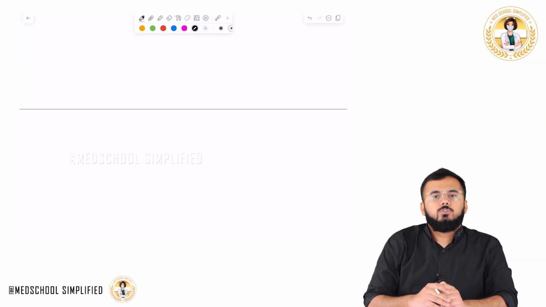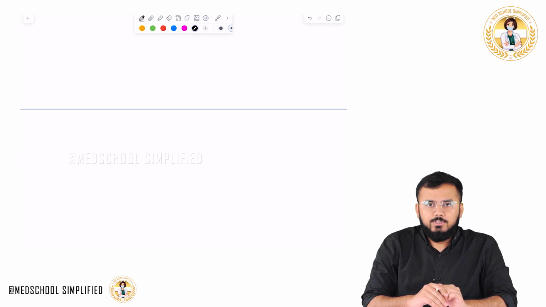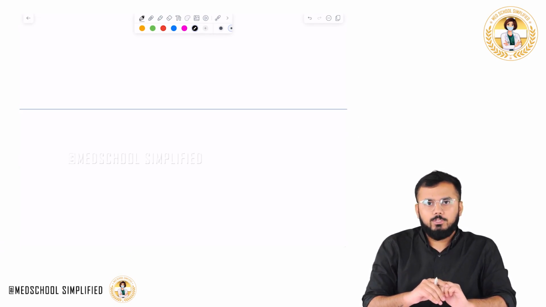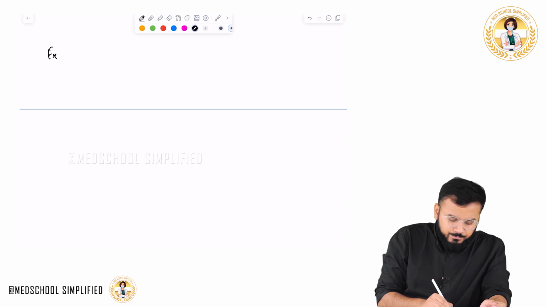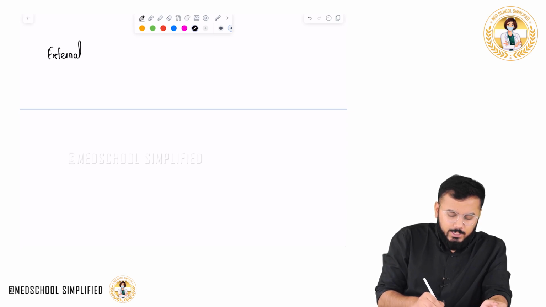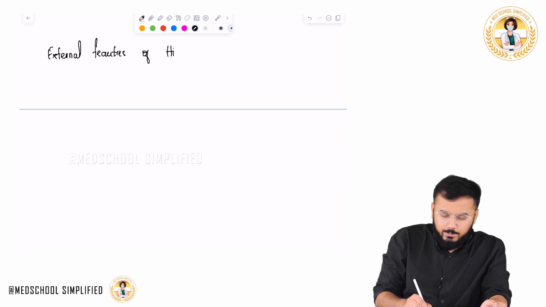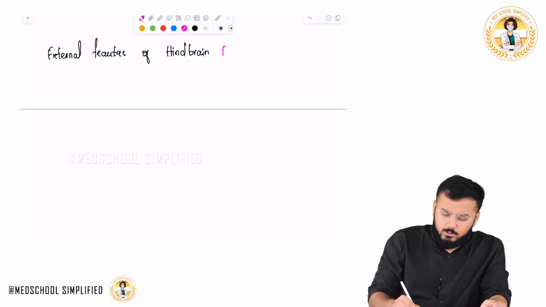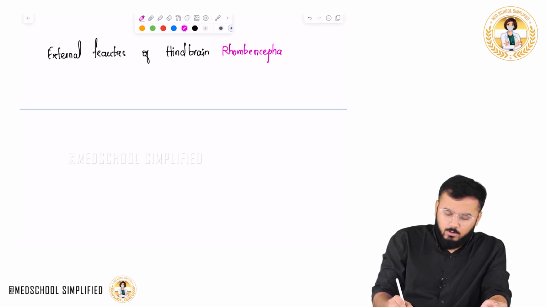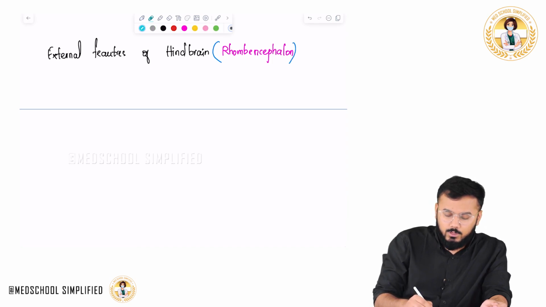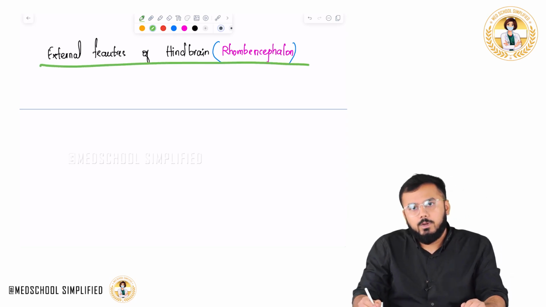Hello guys. So now we shall be discussing the external features of the hindbrain. Hindbrain is also called rhombencephalon. So what are the external features of your hindbrain or rhombencephalon?